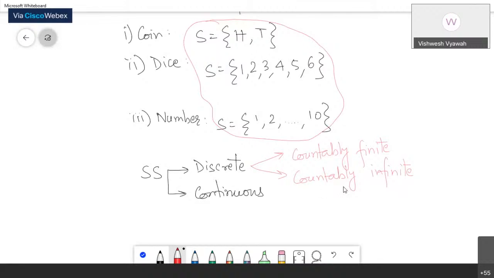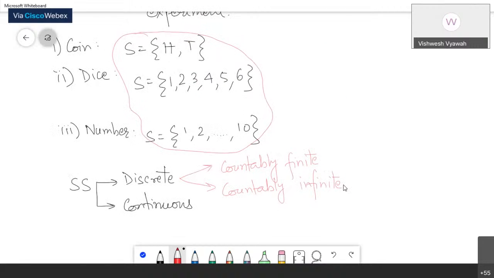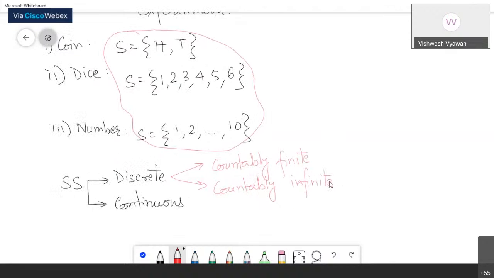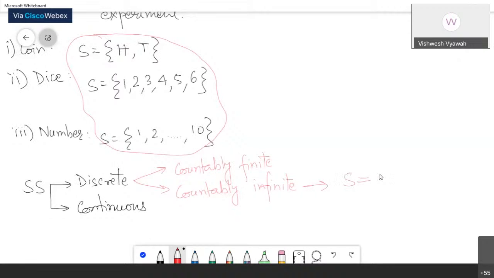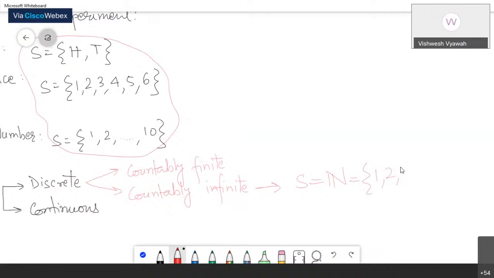Can you give me an example of a countably infinite sample space? We can have a very simple example here: if my sample space is N, the set of all natural numbers, 1, 2, 3, 4, 5, and so on. Is this a discrete sample space? Yes. I design a hypothetical experiment where I choose any integer randomly from the set of natural numbers. Natural numbers are infinite, 1, 2, 3, 4, 5, 6, up to infinity. But are they discrete? Yes. Are they countable? Yes. But are they finite? No. So S equal to N, the set of all natural numbers, is an example of a countably infinite sample space.